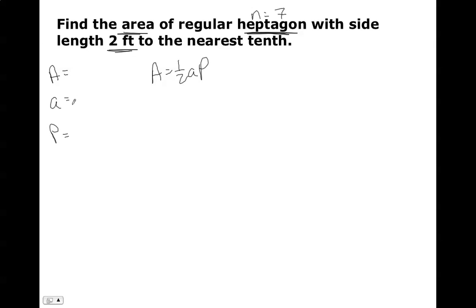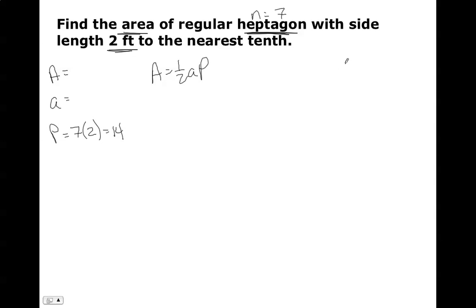Our apothem is that segment that goes from the center to the side. And then our perimeter. Our perimeter we already know because there are 7 sides in a heptagon times 2 feet, so our perimeter is 14. Now we got to think about how to find the apothem.